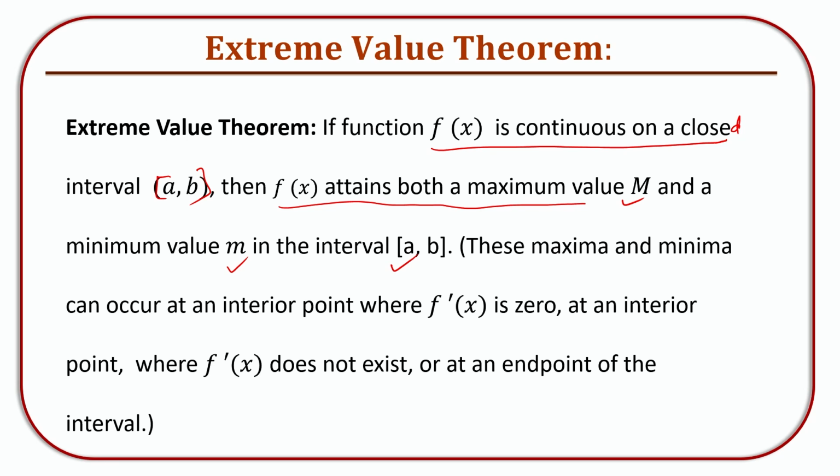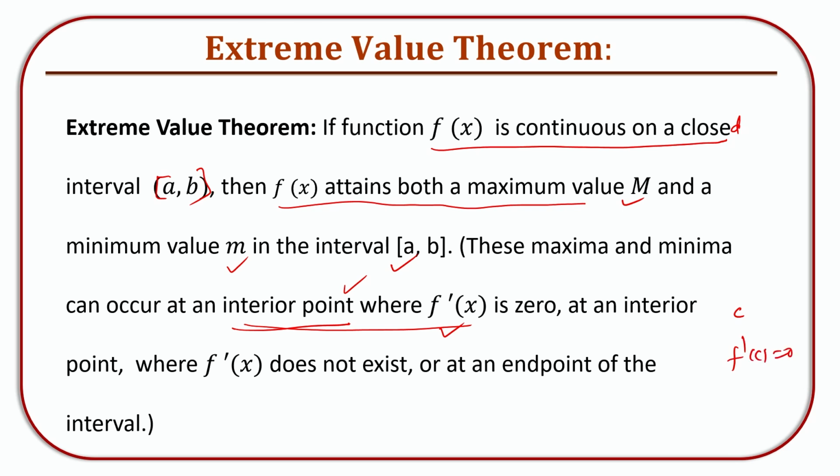These maxima and minima can occur at an interior point of (a, b) such that f dash of x is going to be 0, at an interior point where f dash of x does not exist, or at an end point of the interval. So there are three things it says about the capital M and small m, which are the maxima and minima of a function. They can occur at interior points, and if it occurs at an interior point c, then f dash of c is going to be 0, right?